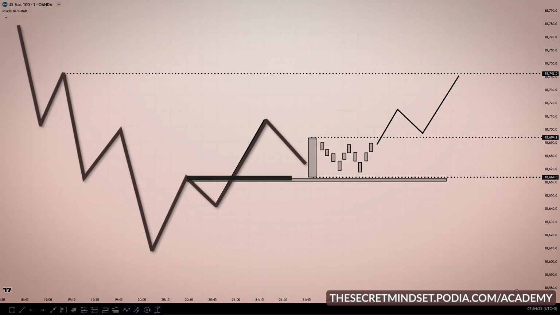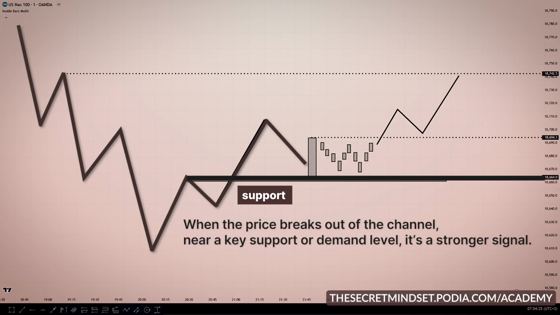Now, this scalping approach only works in combination with support and resistance levels, or supply and demand levels. These areas help you find good spots to enter trades. When the price breaks out of the channel, near a key support or demand level, it's a stronger signal. This means you have 2 reasons to take the trade: the breakout and the level itself.